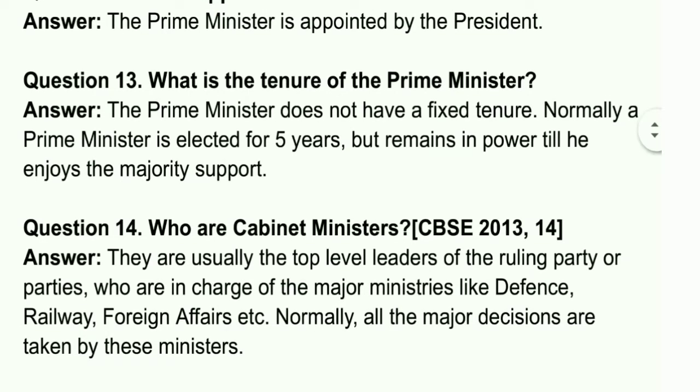Next question, what is the tenure of the Prime Minister? Answer, the Prime Minister does not have a fixed tenure. Normally, a Prime Minister is elected for 5 years but remains in power till he enjoys the majority support.